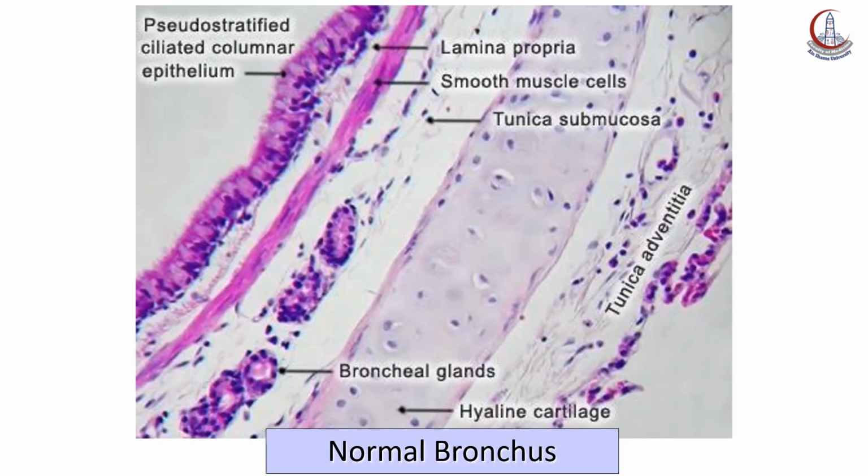This is a normal microscopic picture of the bronchus, lined by pseudostratified columnar epithelium with underlying lamina propria with scattered mucin-secreting bronchial glands. The underlying layer is a cartilage with the outer surface, which is the tunica adventitia.